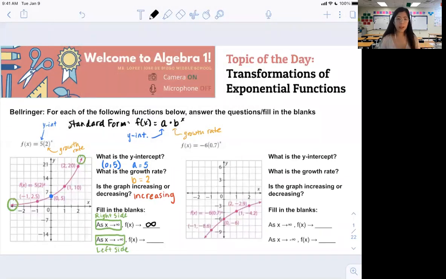Remember that end behavior is always, there's only 3 options. It's either going up to positive infinity, down to negative infinity, or if it looks like it's gonna land on the ground, it looks like it's getting close to the x-axis but it's never gonna get there, we say that f of x is approaching 0. It's trying to get to 0. Okay, so at this point, do I have any questions on figuring out the y-intercept, figuring out the growth rate, figuring out if it's increasing or decreasing, or figuring out the end behavior?